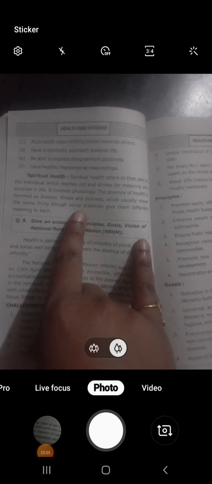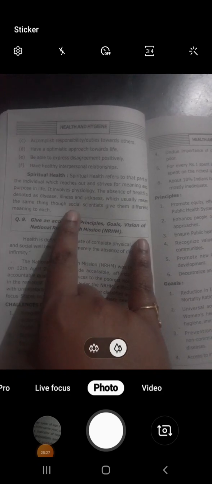Psychology, physiology, we can say here the absence of health is denoted as disease, illness, and sickness. So this is nothing but spiritual health.